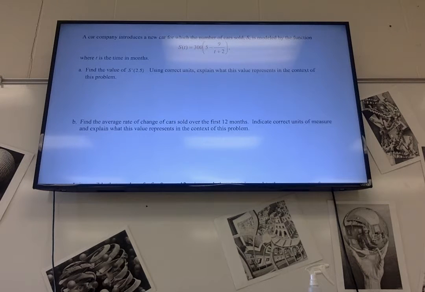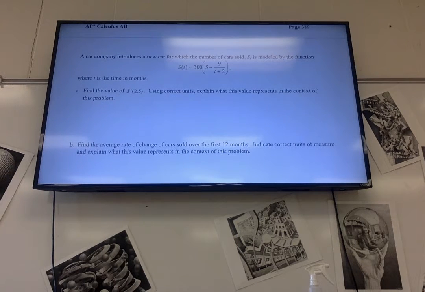Find the value of S prime of 2.5 using correct units. Explain what the value represents in the context of this problem. By the way, this is a calculator active problem. It just means that you can use a calculator.